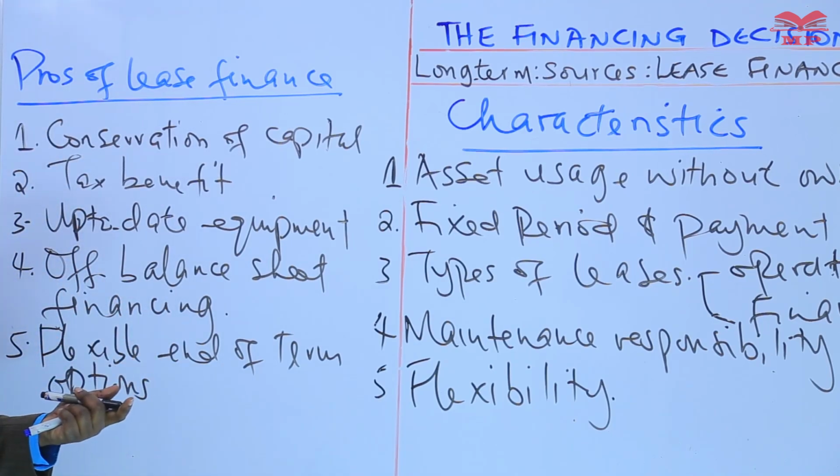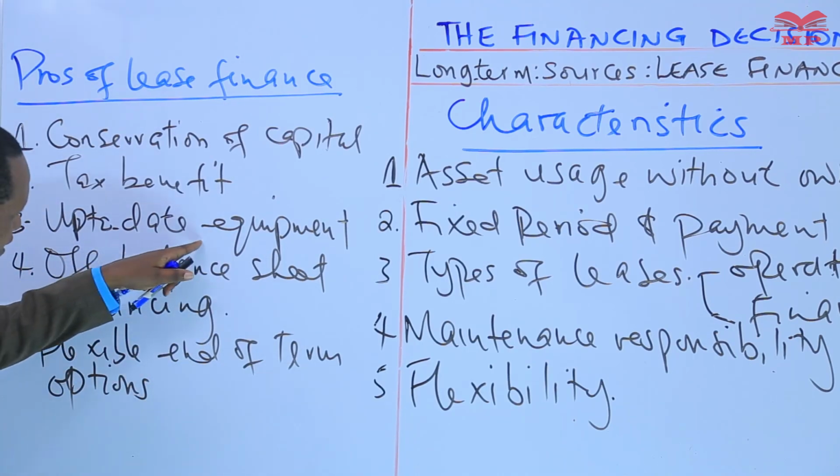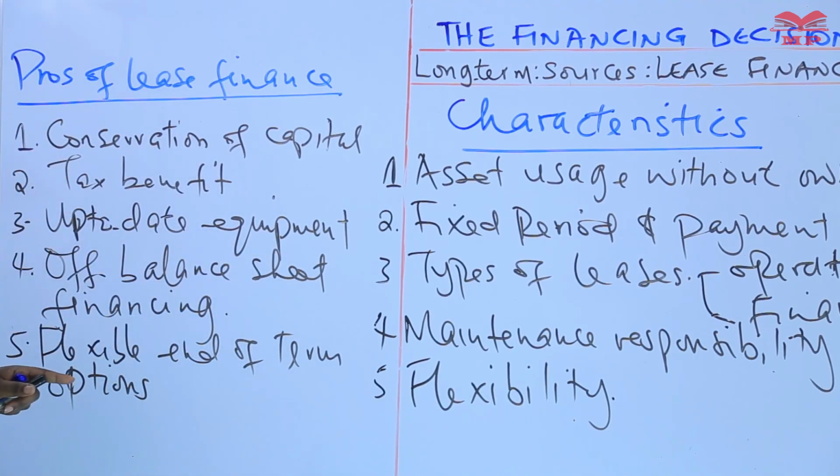Or another alternative could be entering into a new lease agreement for upgraded equipment. So there are many options at the end of the lease term. I've mentioned it could be returning the asset. The business can renew the lease agreement. The lessee can purchase the asset, or even enter into an entirely new lease agreement for an asset that is up to date, upgraded equipment. So it has flexible end of term options.